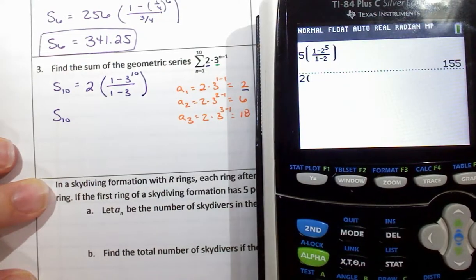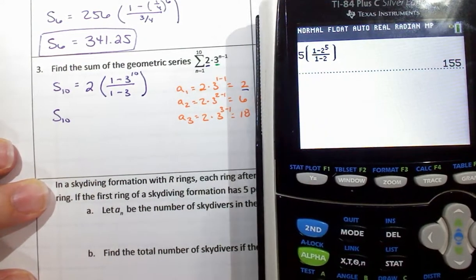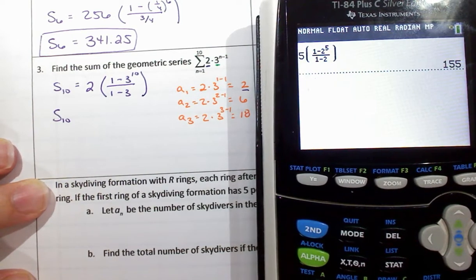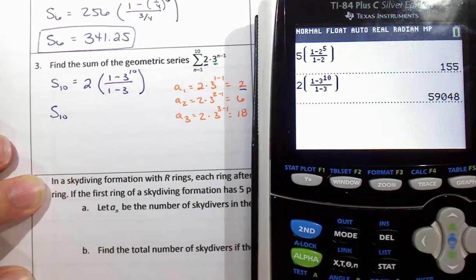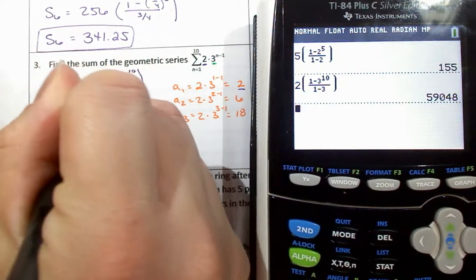So again, at this point, we're going to use our handy dandy calculator, type it in. Make sure you're doing this with me. If you have a calculator, please don't let a calculator be the reason you miss a problem. So when we hit enter, we get 59,048. That's quite a large number.